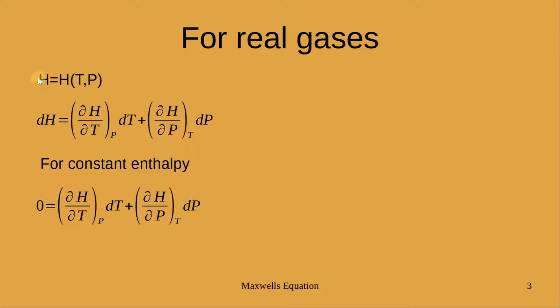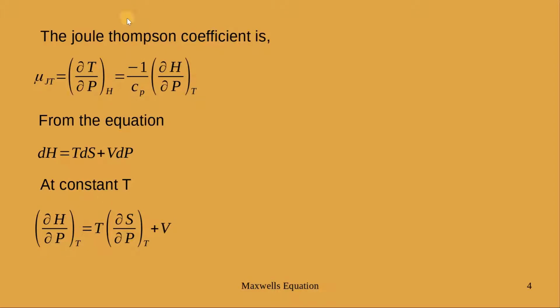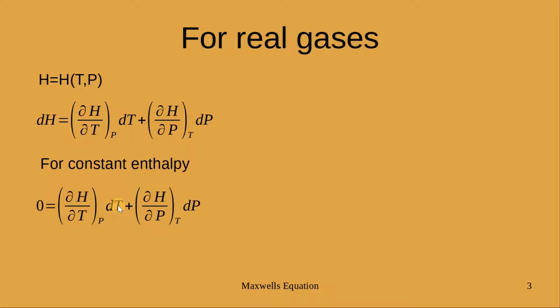Now, we differentiate this equation and we get dou H by dou T at P dT plus dou H by dou P at T dP. For a constant enthalpy process, the LHS will be 0. We now rewrite this equation as dou T by dou P. We can take this part of the equation to the LHS and get dou T by dou P as one of the terms.